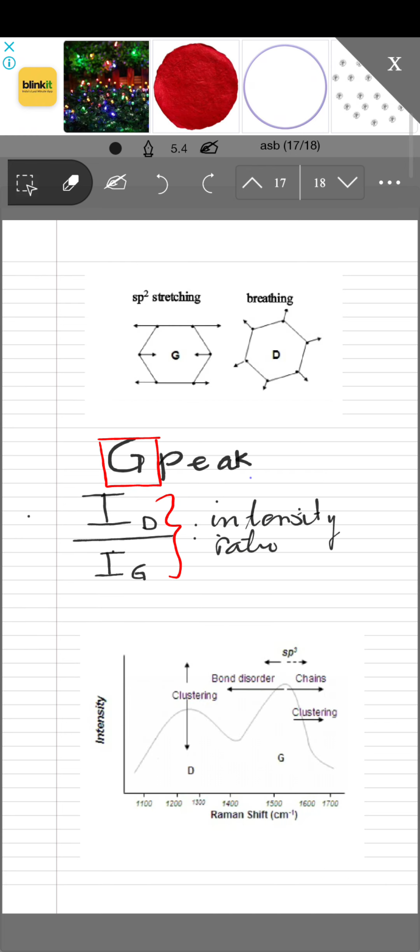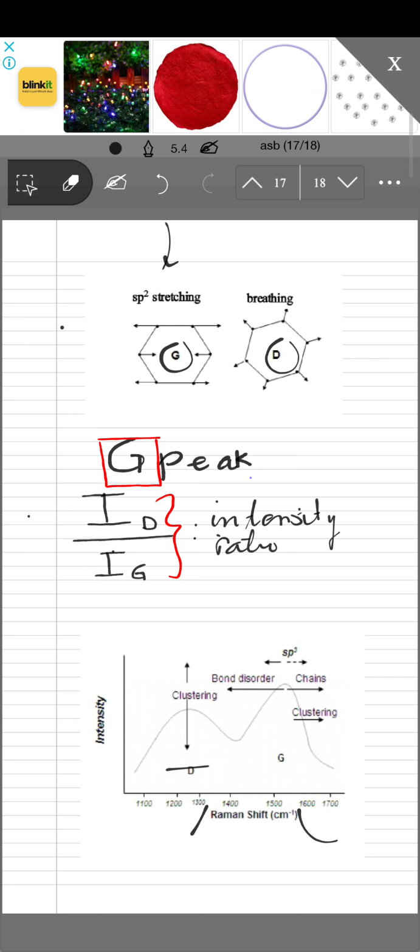Now, these peaks are due to two different motions. One is the stretching motion, as you can see with the arrows, the hexagon is stretching itself, and so this corresponds to the G peak, and the other one is the D peak due to the breathing property. So whenever we have a spectra of any carbon matter, it must have these two peaks. Like here you can see there is a D peak and there is a G peak.